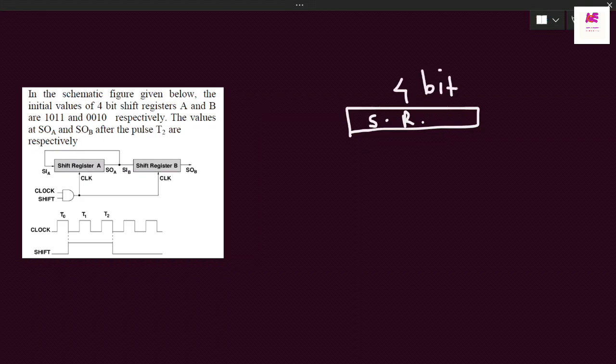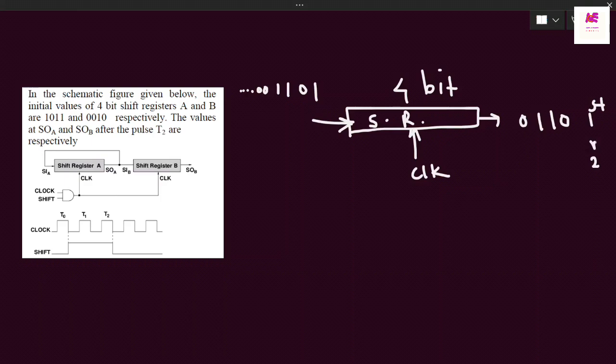For example, I'm considering the clock signal also, and this is the input at the left side. I'm considering the initial sequence, all 0s. For the first clock pulse, the clock is applied to this 4-bit shift register, and I consider the sequence at the left side, 1, 0, 1, 1, 0, 0, and so on. So what I'm getting after the first clock pulse is 0, 1, 1, 0. This one will disappear.